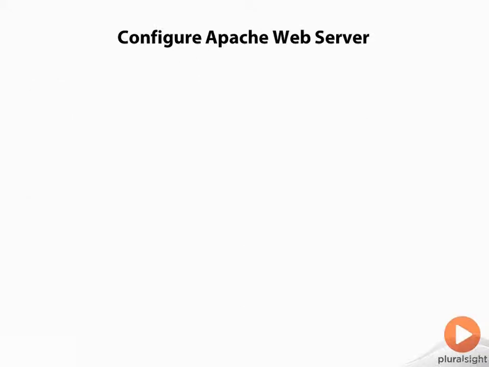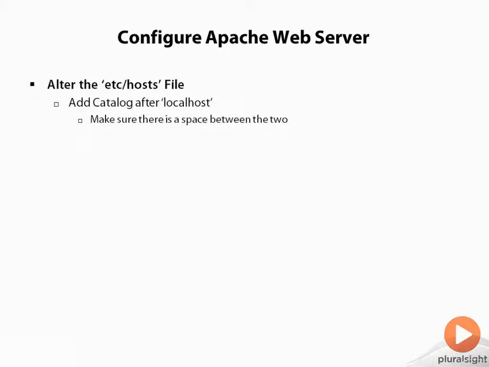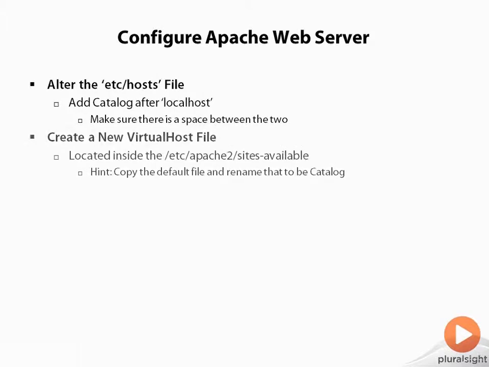Then we're going to configure our Apache web server. We're going to alter the etc host file and add the word catalog after the local host. This will allow us to have a pretty URL. Instead of having to type in localhost/catalog, we'll be able to type in just catalog.